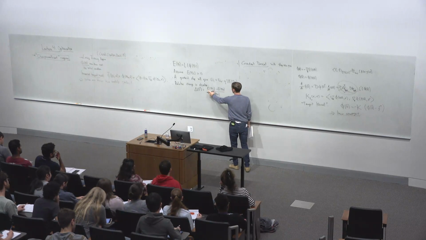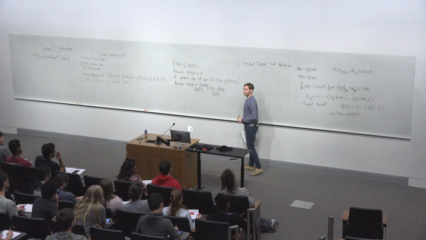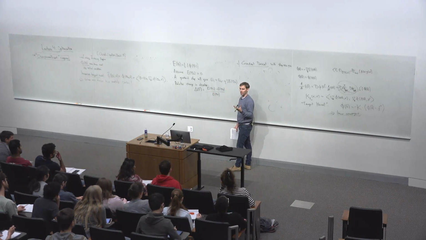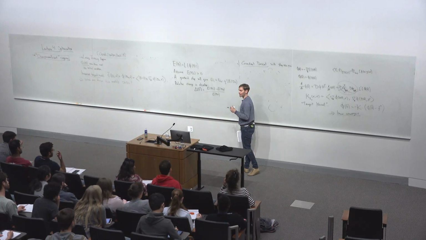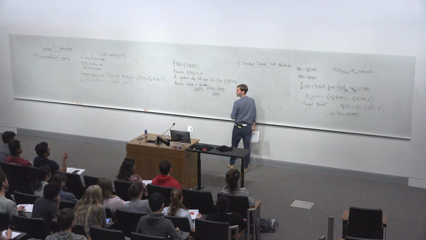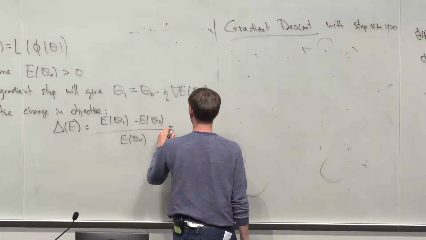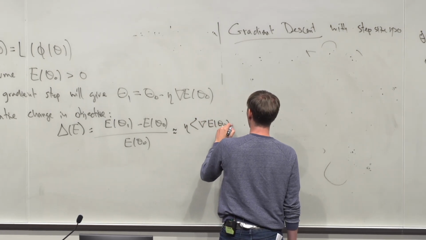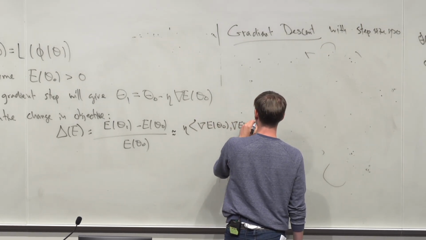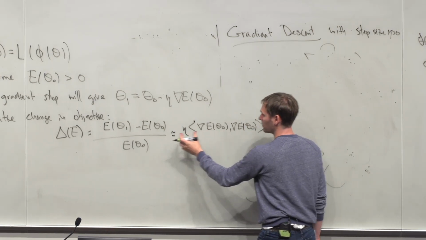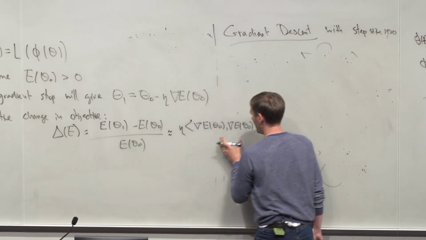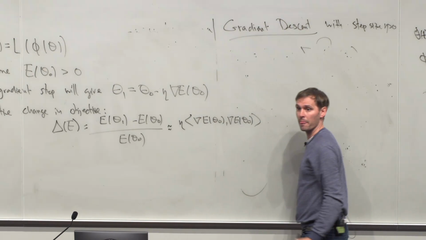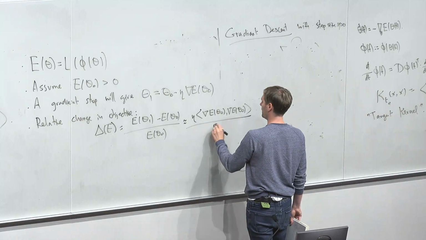So I can do a Taylor expansion of E around theta 0. I can approximate this as the energy at theta 0 plus the gradient of E at theta 0 times the difference. And what is the difference between the two? Again, something that depends on the gradient. So this is more or less the step size times the gradient of E at theta 0 times the gradient of E at theta 0. One of these terms comes from the Taylor decomposition of E, and the other one comes from the difference between the two, divided by E of theta 0.